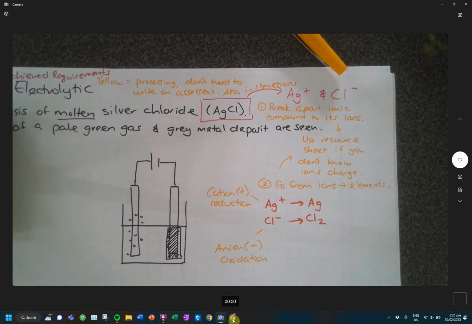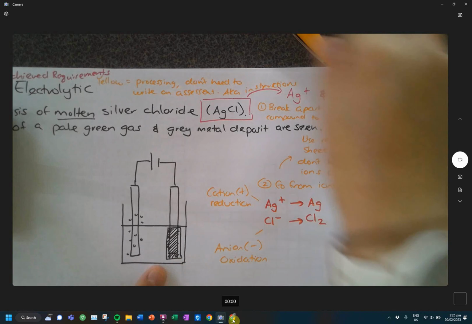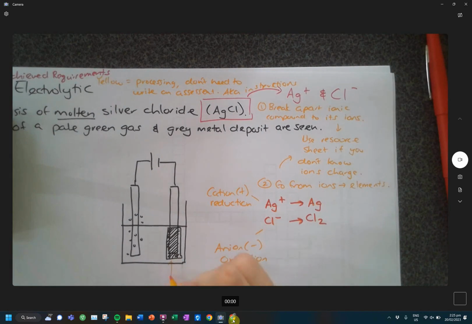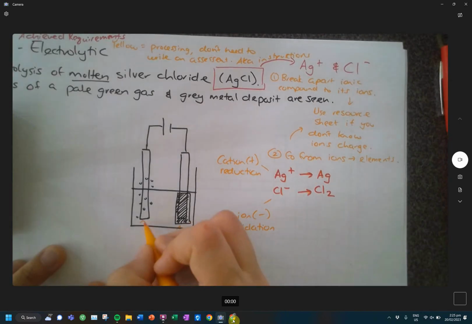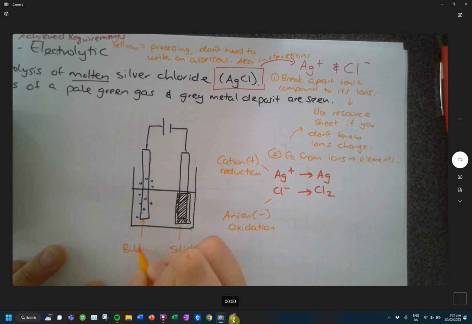Keep going. All right. So what I now need to do is I need to identify what's going on here and tie things together and figure out which is the oxidant, or sorry, which is the cathode and which is the anode. What I notice here is that I have something solid forming, and that's that gray metal deposit. And what I have on this side are my bubbles. And I notice that my bubbles are a pale green.